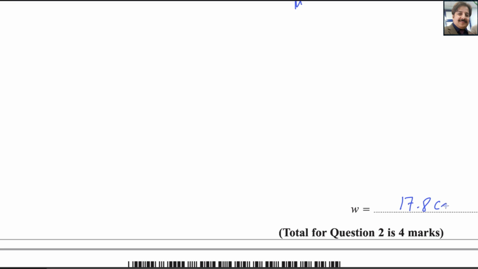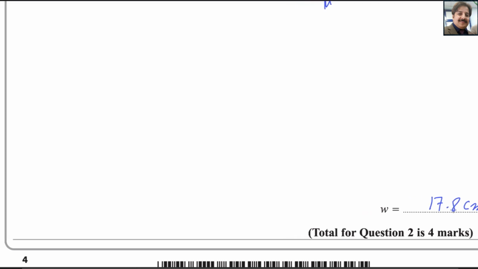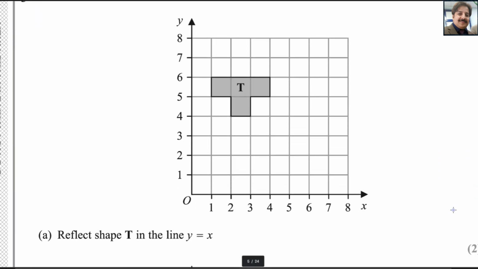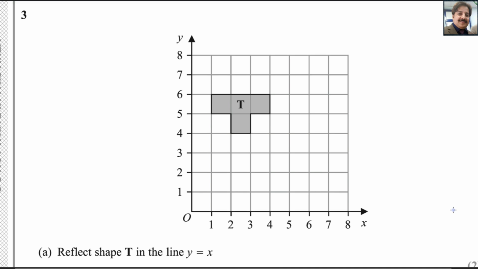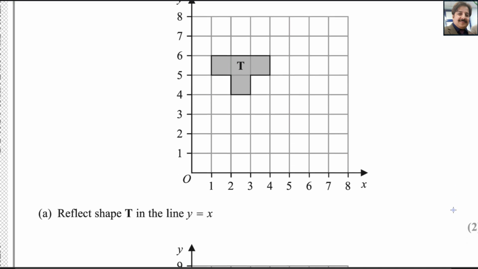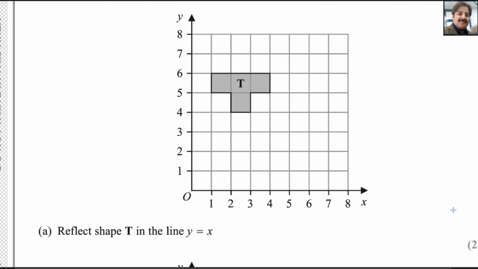17.8 centimeters. So question number 2 is done. Now question number 3. In this question, first part, reflect shape T in the line y equals x.